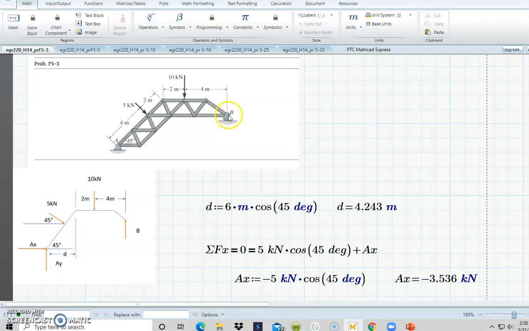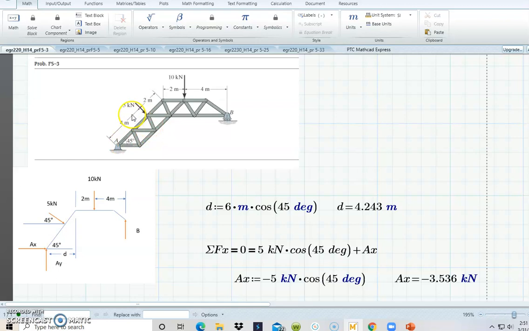It's a roller, so it's perpendicular to the surface, which will be vertical. Then I've got an AX and AY, which I both draw in the positive direction. I'm using a regular positive X and Y. I'm going to want this distance here. So I drew that triangle. That's 45.